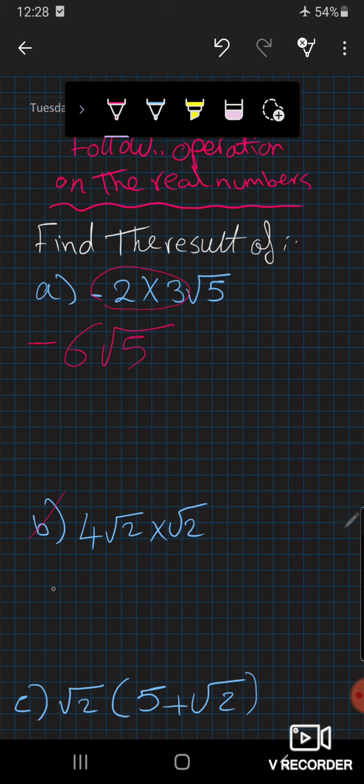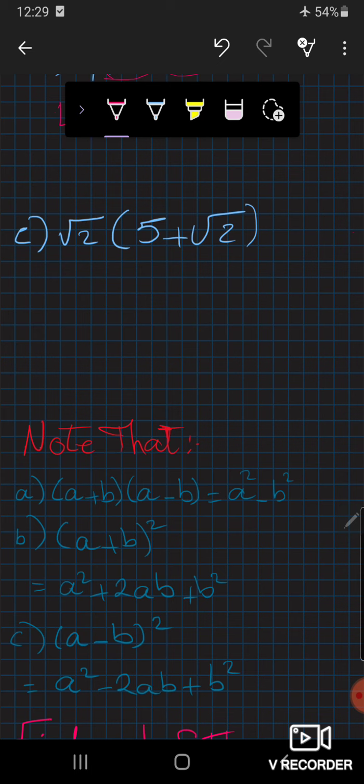What about this one? Here you have 4 as it is, which is 4 times 1. 4 times 1 equals 4. Here you have square root 2 times square root 2, repeated 2 times, so it will be under the square root, it will be times 2. So 4 times 2 equals 8 exactly. Let's take another one. Square root 2 times 5 plus square root 2. Here I make times first, this one times this one. Square root 2 times 5, which is 5 square root 2, plus square root 2 times square root 2, repeated 2 times, which is 2.